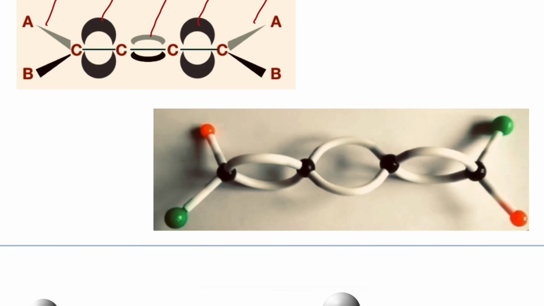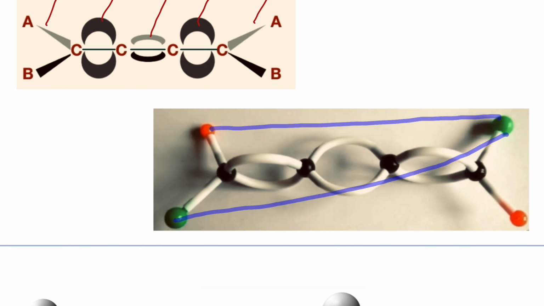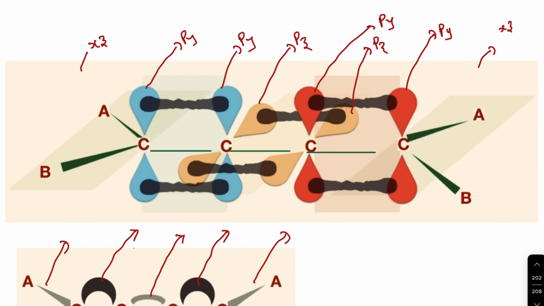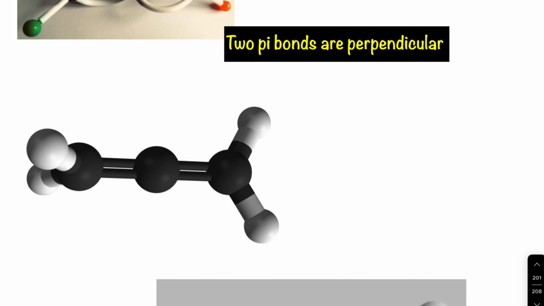Ultimately in case of cumulenes with an odd number of double bonds, this is the real structure. You can see these atoms are in the same plane. Distance between these two groups and distance between these two groups is definitely not the same. If I say this is the distance L1 and this is the distance L2, undoubtedly this distance is more. In the previous case they were perpendicular.